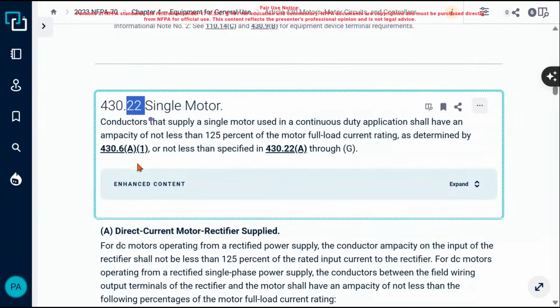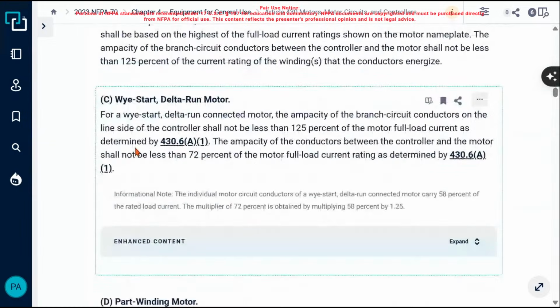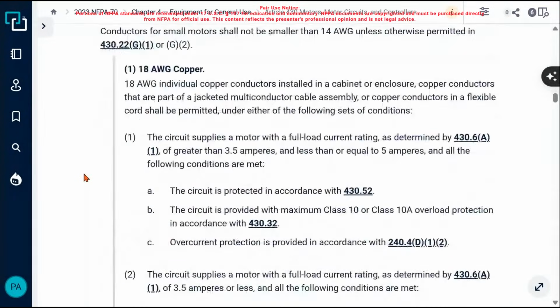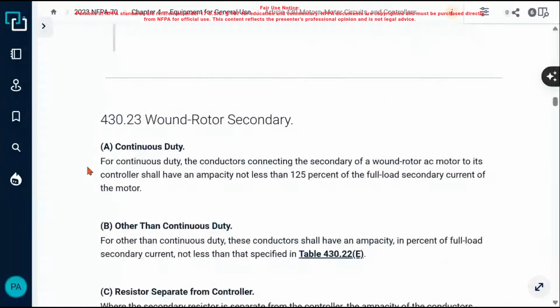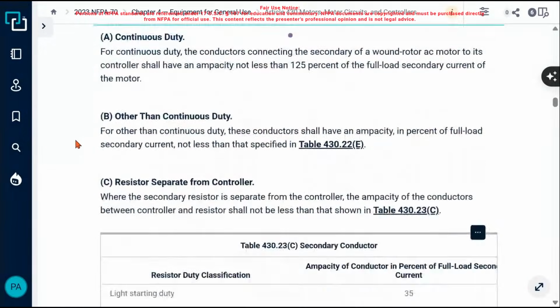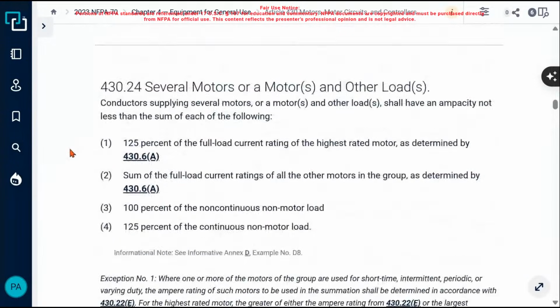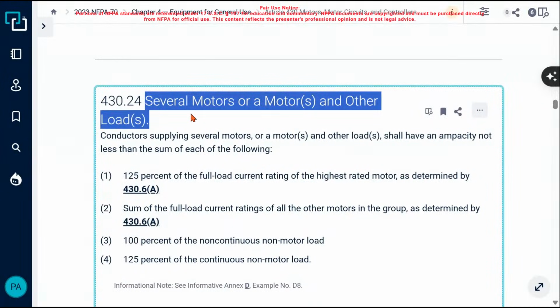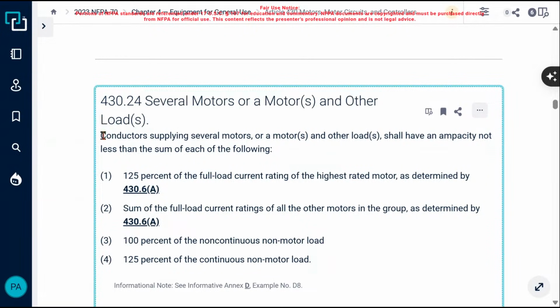So .22 is if you have a single motor. Keep on going. None of this is germane. None of this is germane. Keep on going. That is not germane. Keep on going. Boom. Several motors or motors and other loads, okay? Because you can have a motor and another load, or you can have multiple motors. In our case, we have multiple motors. Now, what does it say?